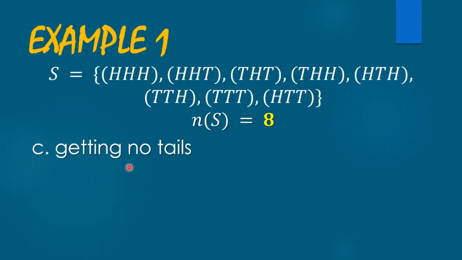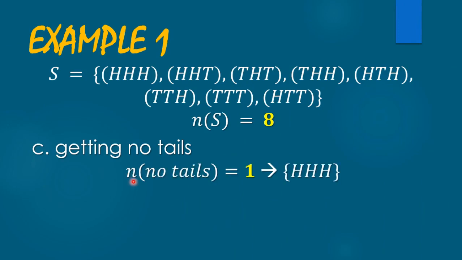Next is getting no tails. So in this given sample space, the number of elements with no tails will be 1, which is head, head, head. And to find its probability, again, the probability of getting no tails is equal to 1 over the number of elements in the sample space, which is 8. And that is equal to 1 over 8.